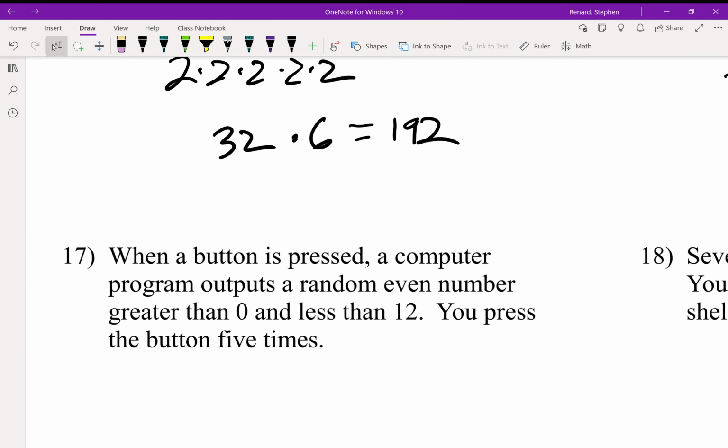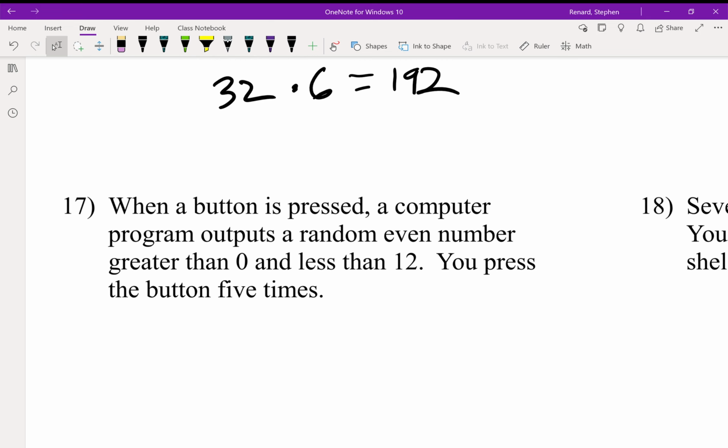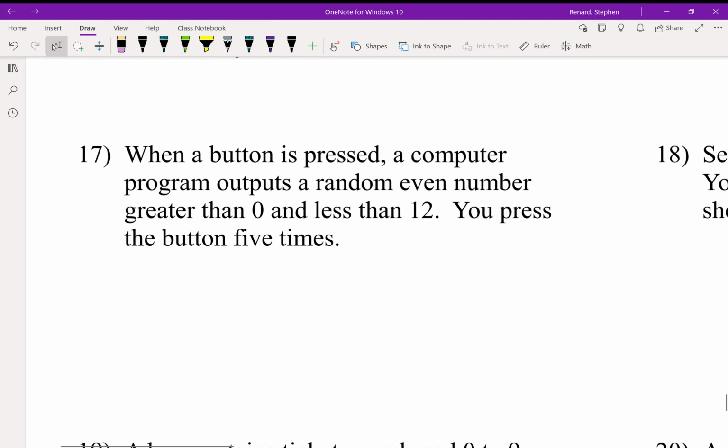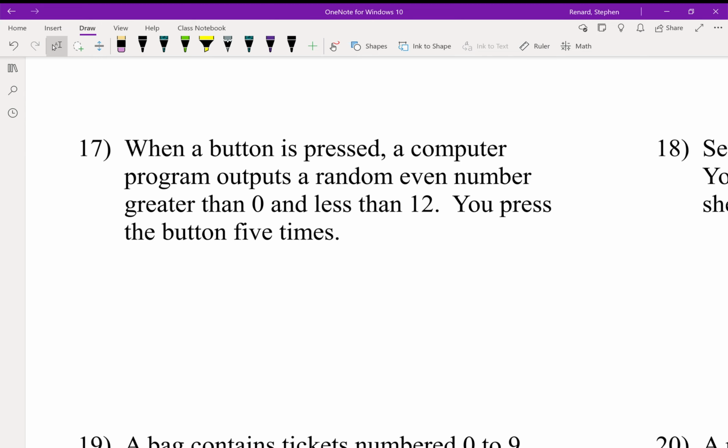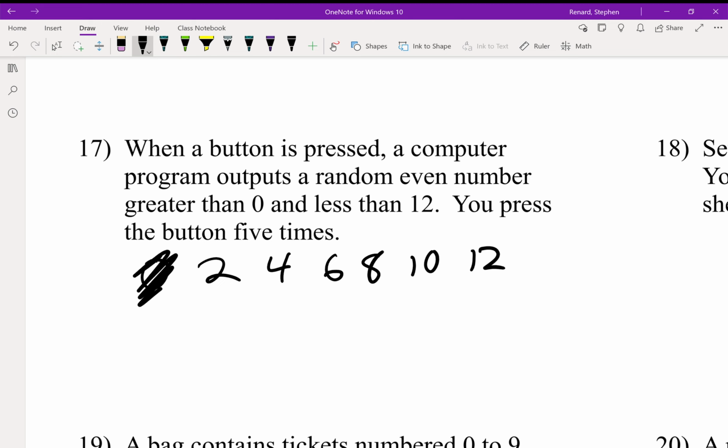When a button is pressed, a computer program outputs a random even number, greater than 0 and less than 12. You press the button 5 times. So first we need to figure out how many outcomes there are. So I'm just going to write down the even numbers. 2, 4, 6, 8, 10, 12. Well, it's got to be greater than 0 and less than 12. Notice it doesn't say less than or equal to, it says less than 12. So the even numbers greater than 0 and less than 12 are 2, 4, 6, 8, 10. There are 5 of them.